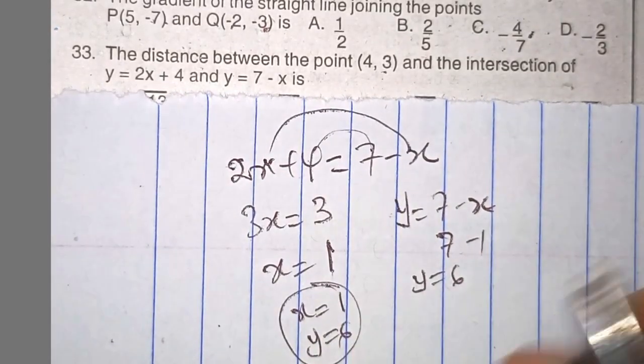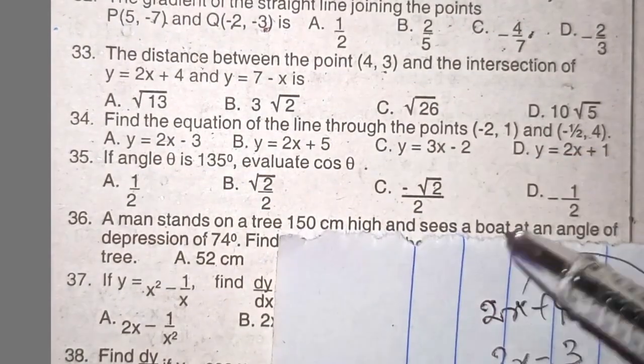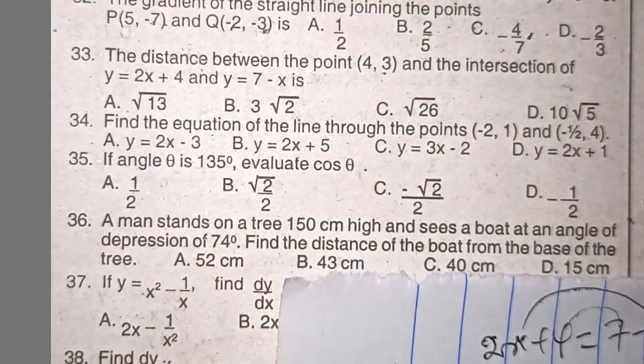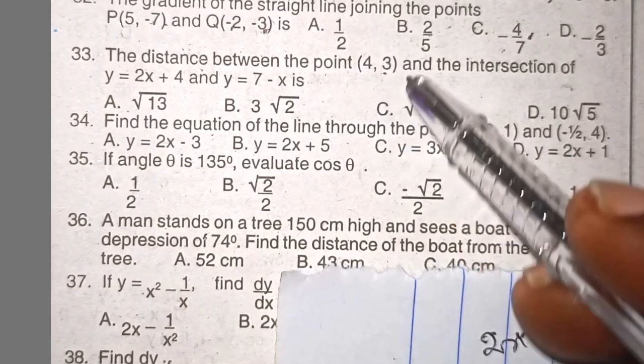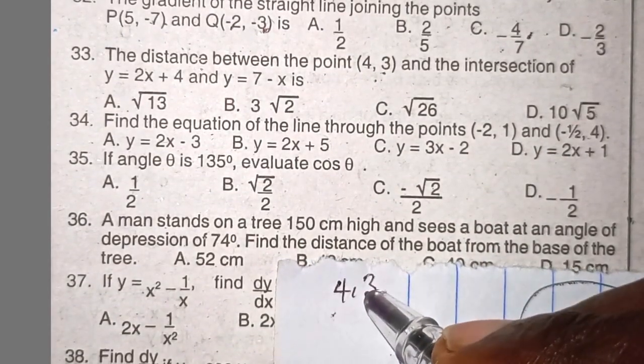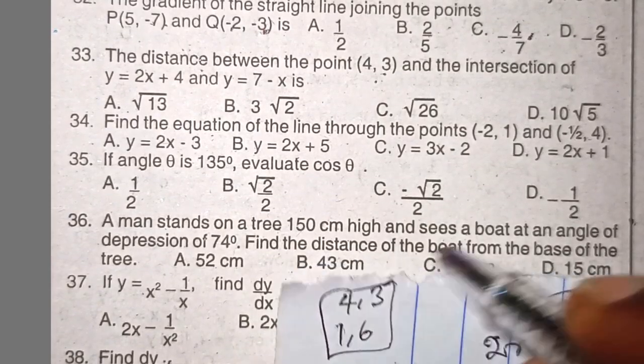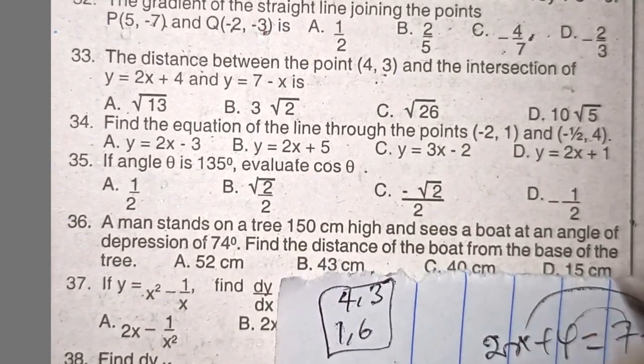Now, if x is 1 and y is 6, what you're going to do is compare it with the point that they gave to you. You have to be very fast in the exam. Compare with the point that they gave to you. The point that they gave to you is 4, 3. So the first point is 4, 3. And the second point is 1, 6, which is where the two lines are meeting. So when you compare both of them, you're going to find the distance between them.